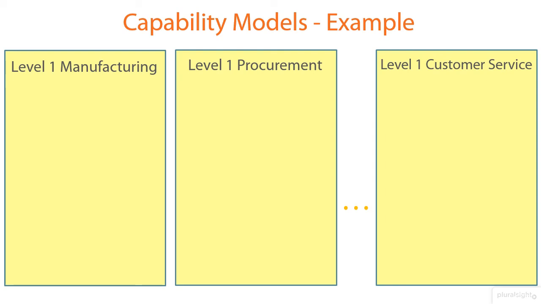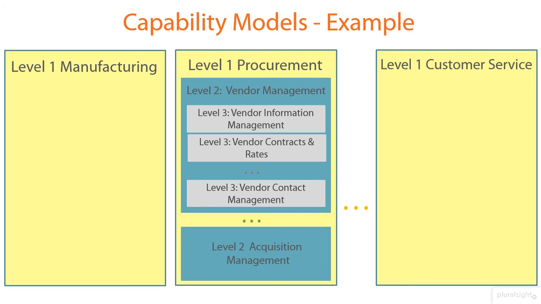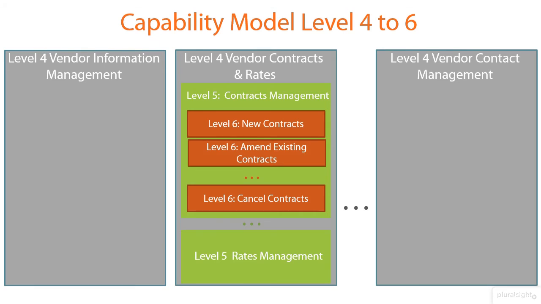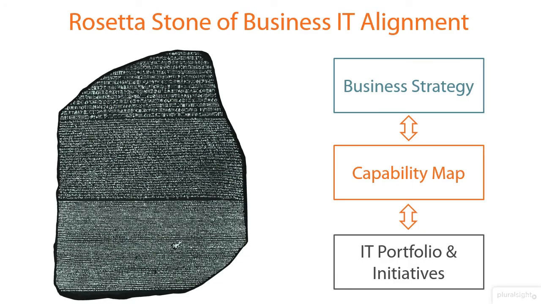Typically, organizations use up to 6 levels of capabilities. Levels 1 to 3 are typically used for strategic planning purposes, and levels 4 to 6 are more granular and are therefore used for mapping strategy to implementation. So, using a capabilities model, also referred to as a capability map, one can go from a high-level strategy and translate it into detailed implementation-level changes. For this reason, capability models are referred to as the Rosetta Stone of business IT alignment.